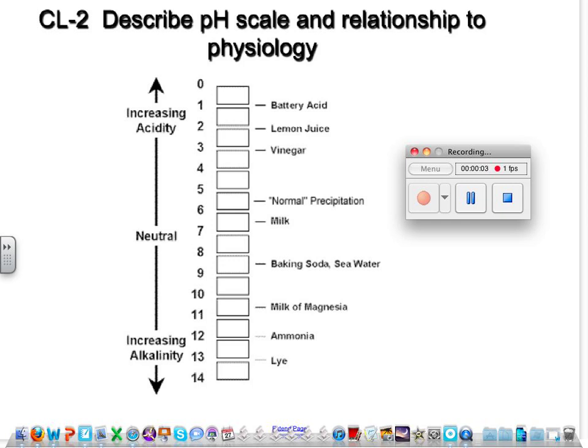Chemistry of Life, Objective 2: Describe the pH scale in relationship to physiology.